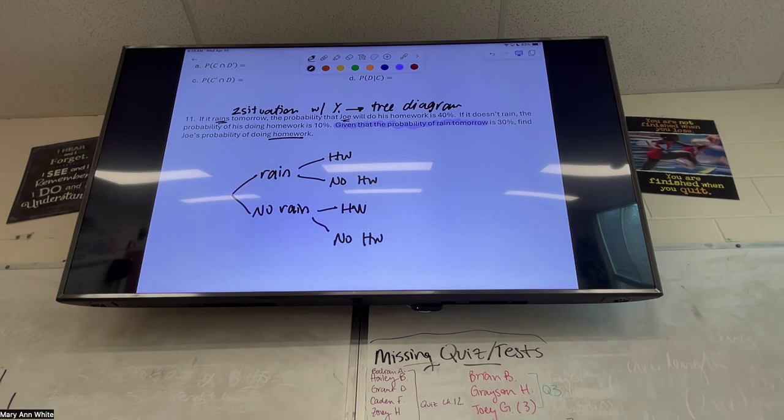Okay. On the branches, we're going to put the probability that these things are going to happen. So first thing it says, given that the probability of rain tomorrow is 30%, we are in our probability unit, so we're going to use decimals. So I'm going to go 0.3 is the chance that it will rain. That gives my probability that it will not rain be what? 0.7. Okay.